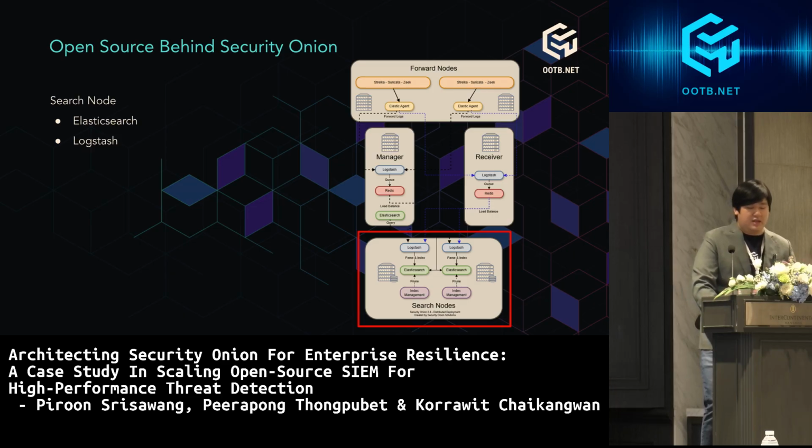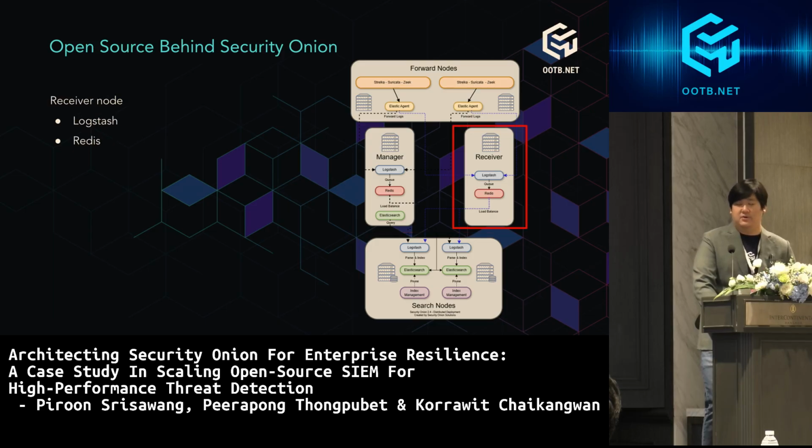You can think of it like Lego blocks, modular and stackable. In addition, new search nodes expand capacity, improve performance, and allow more concurrent searches. This makes Security Onion highly scalable and suitable for enterprise use because we can grow the environment step by step without redesigning the whole system.